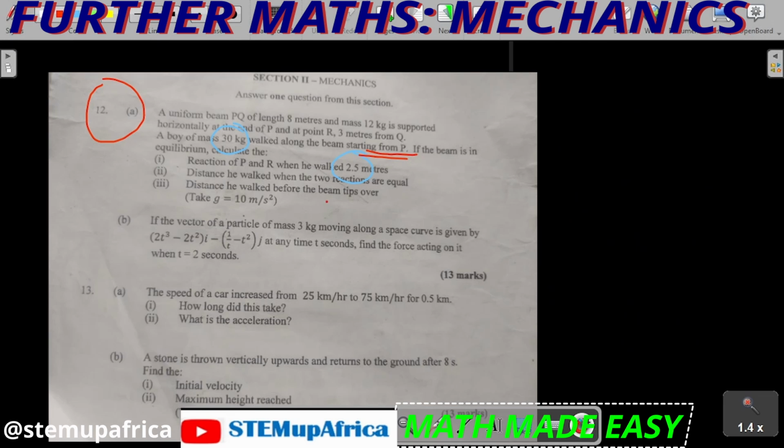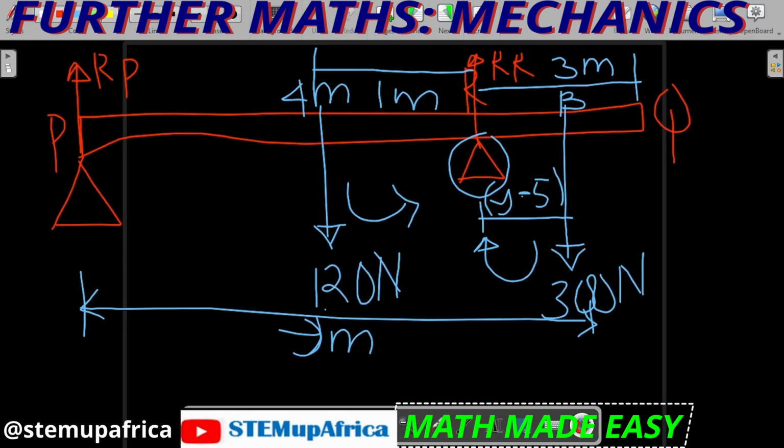It's a very perfect solution, because before the beam tips over, according to the diagram I illustrated, the boy must walk past R, and from P to R is 5 meters. That means he walked 5.4 meters before the beam will tip over. This is a perfect solution.